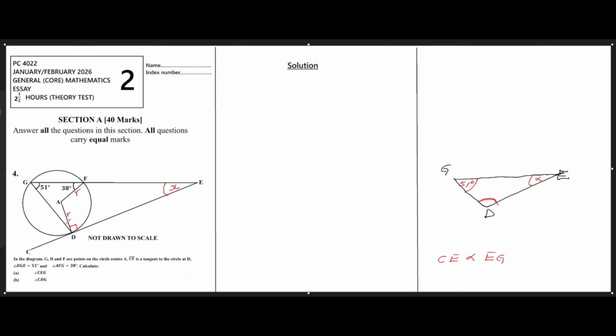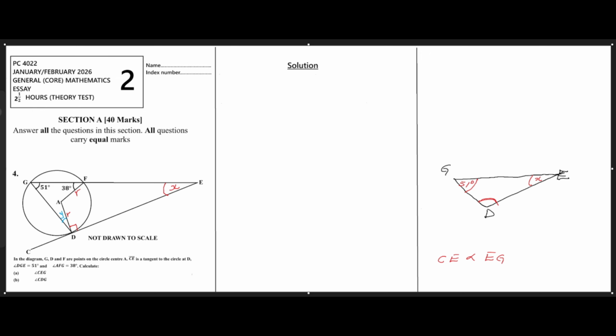Now the only thing left is this small angle. So once we know the measure of this small angle, we could just calculate the value of X. So what is left now is this small angle. I'm naming this angle as y. So let's try to find the measure of angle y.